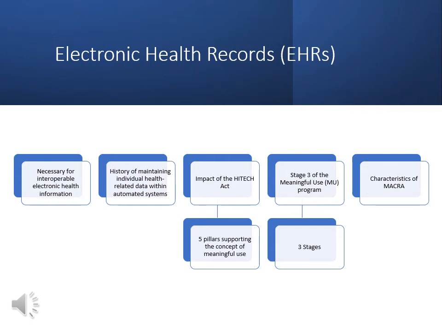The MU program is implemented in 3 stages, with the EP or the EE required to demonstrate specific measurable criteria based on 9 MU objectives to receive the monetary incentives. The 3-stage MU objectives include the following.